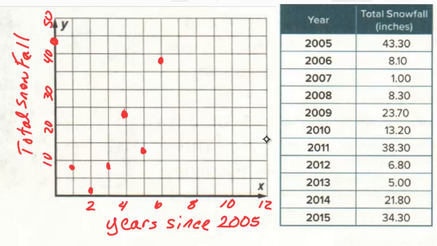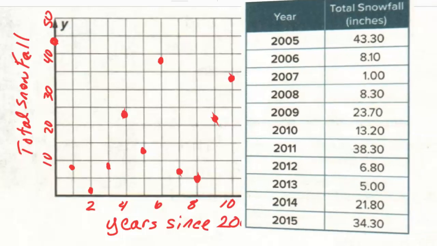2012 is 7 years past 2005, so 7 and 6.8, so almost 7 and 7. So 7 and 5 is here, so right about there. 2013 is 8 years past, so 8 and 5 it looks like. Yeah, 8 and 5 would be right about here. 2014 is 9 years past, and 9 and 21.8 would be on the graph. So here's 20, 21.8, so right about there. And 2015 is 10 years past 2005, so that would be 10 and 34.3 on the graph. 10 and 35 is here, so 34.3 would be right about here.